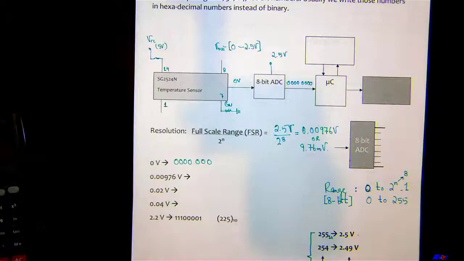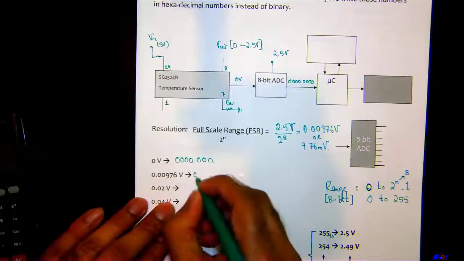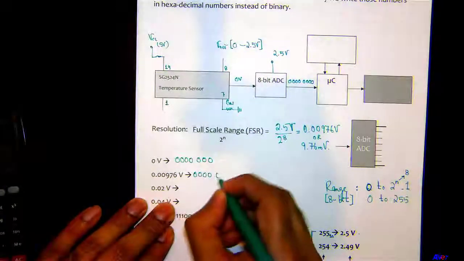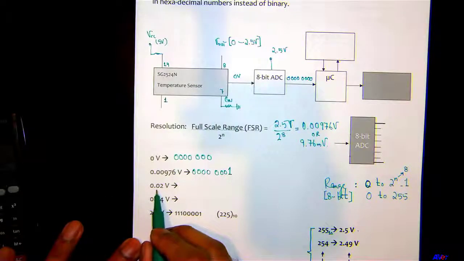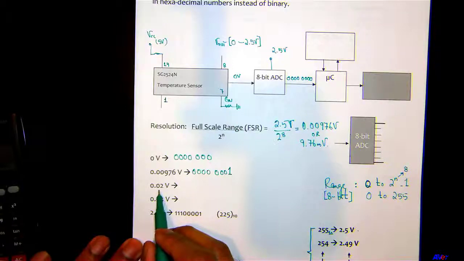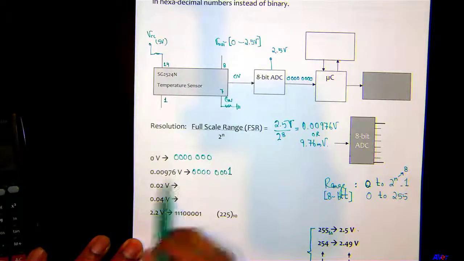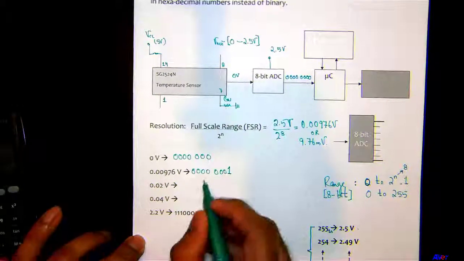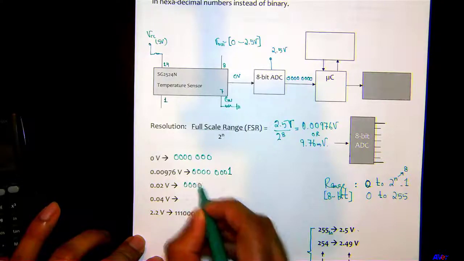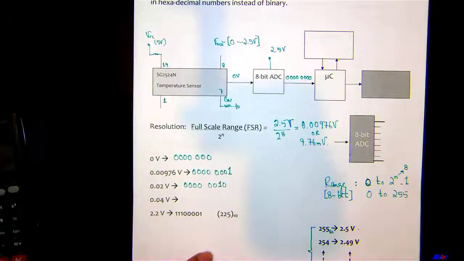0.00976 volt is when it's 1. What is the 8-bit code for 1? It's 4 zeros and then 0001, correct? Right? What would be the code at 0.02? So if you add 0.00976 again, it comes out to 0.02. So that would be what? 00000010, right?